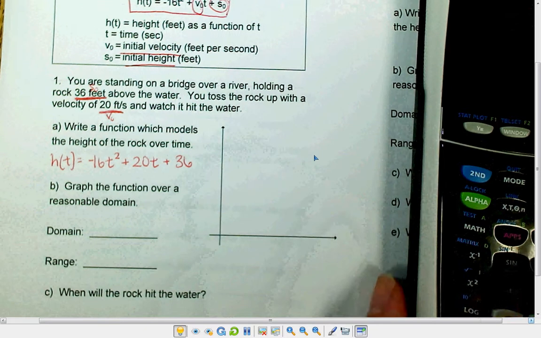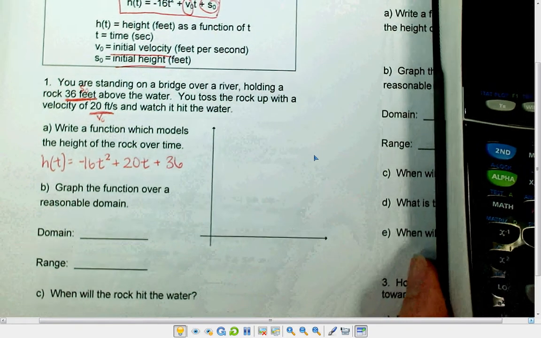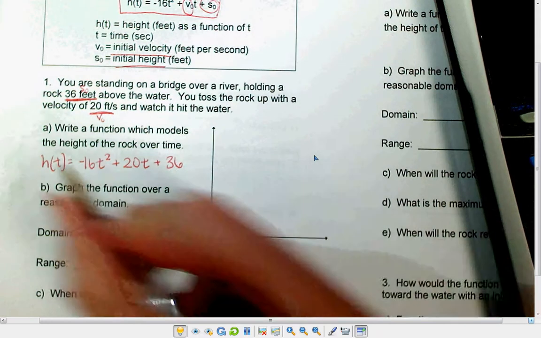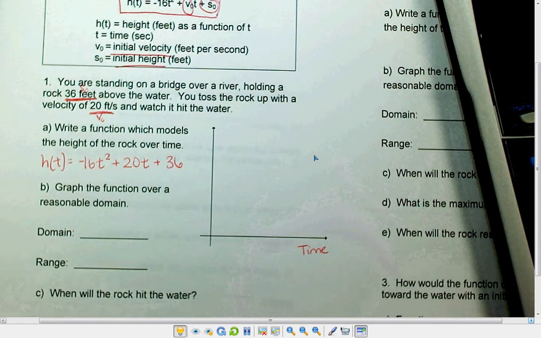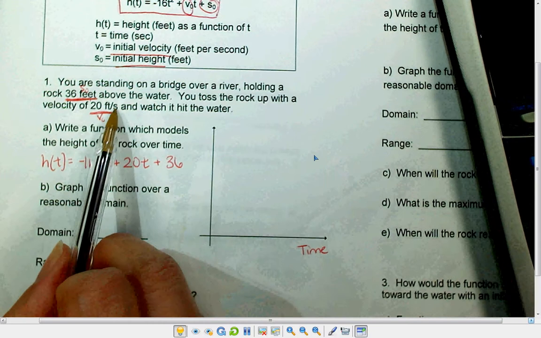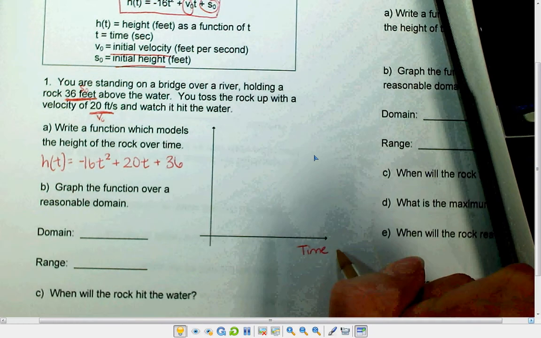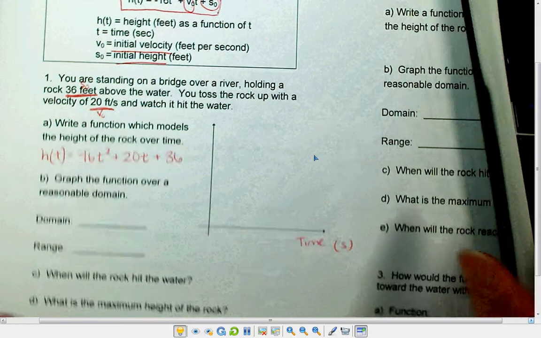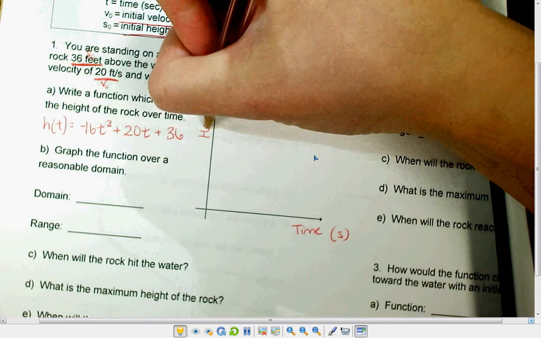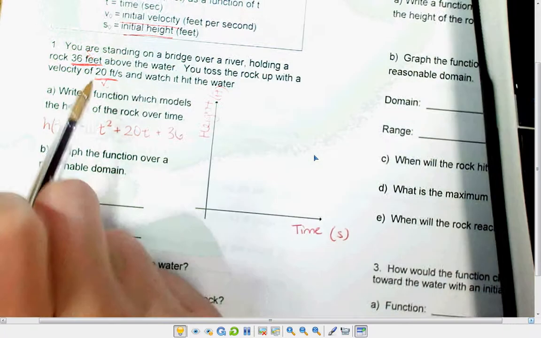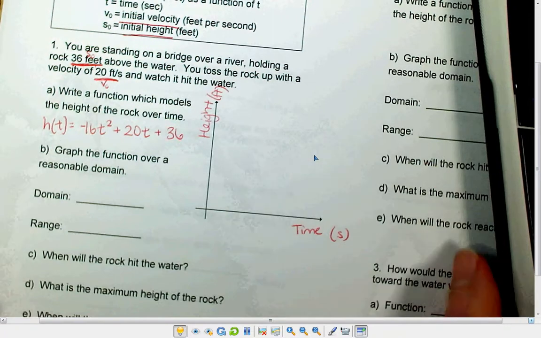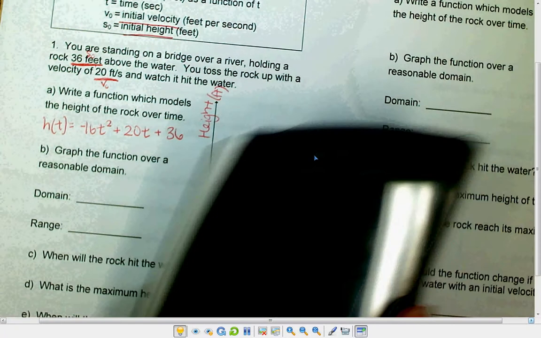Now to the graph. Again, we start off by labeling our axes. So we know that it's a function of time, so time is our x-axis, and it's in seconds because it says feet per second. And then over here is height, which is in feet, because they've given us feet up here. So now we're going to graph this.